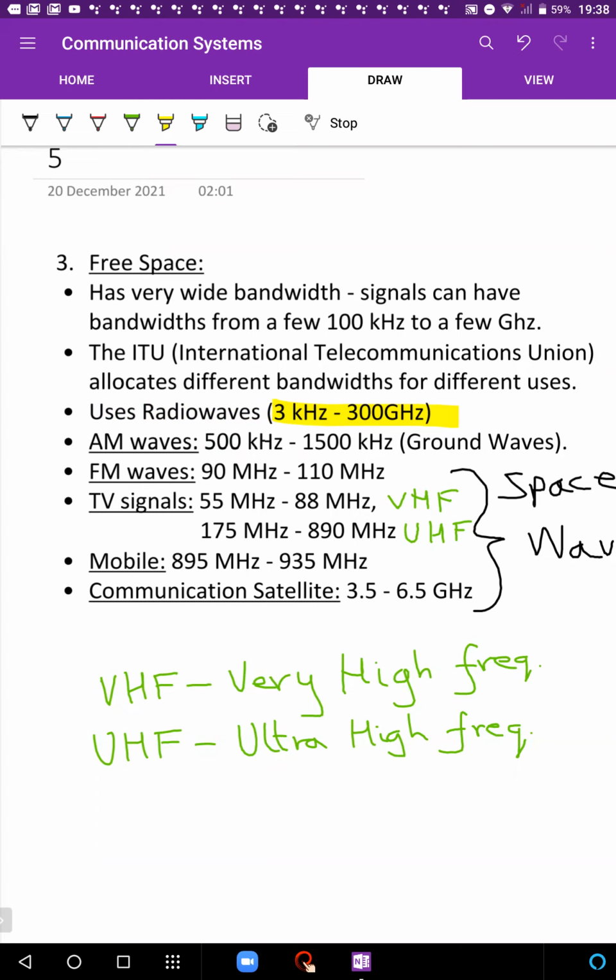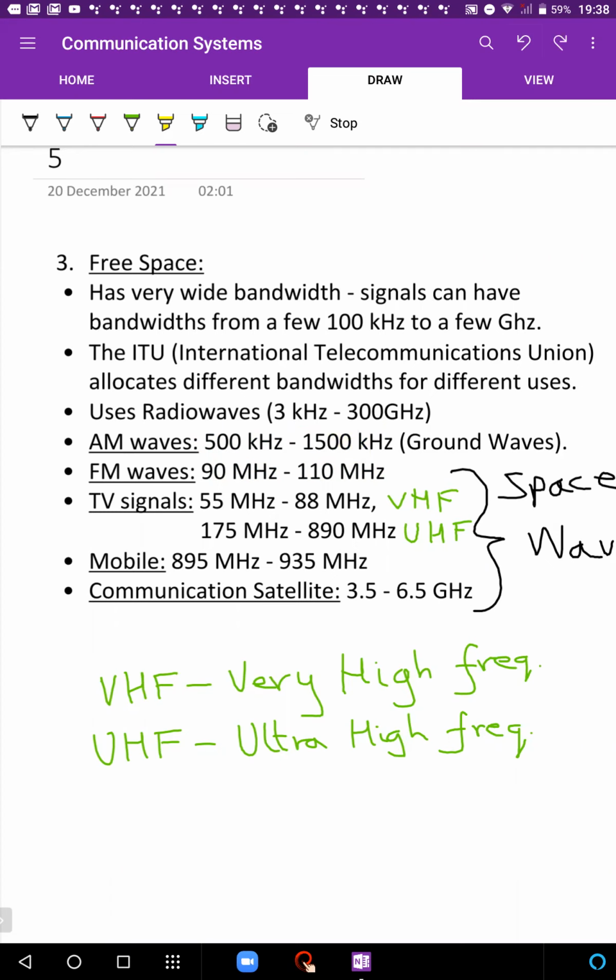So radio waves, approximately you can say 3 kilohertz to 300 gigahertz is the range. Giga is 10 to the power 9. Then the next ones are AM waves. AM waves are from 500 kilohertz to 1500 kilohertz. Even when you first read this, don't just look at the numbers and freak out. First, let the magnitude sink in. So notice this, AM waves operate at low frequencies. In mega, this is reaching till 1.5 megahertz.